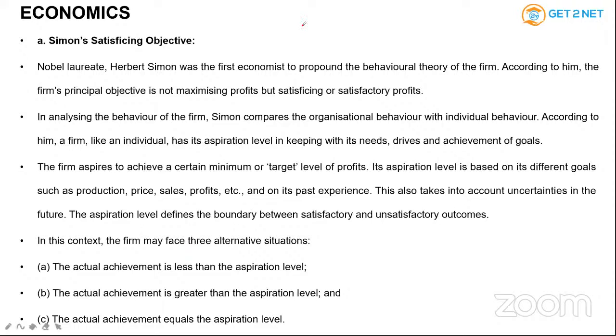So we will start first with Simon's satisfying objective. Now we are talking about objectives of business firm. Who is Simon? He was a Nobel laureate, Herbert Simon. He was the first economist who worked on behavioral theory and gave the concept of behavioral theory. According to him, the primary objective is not maximum profits, rather satisfying and satisfactory profits.